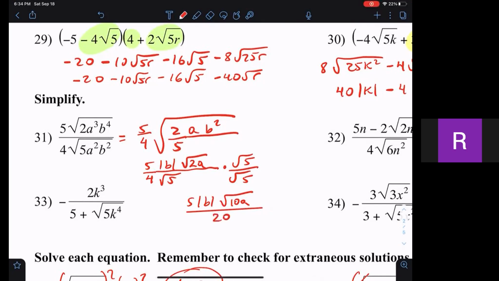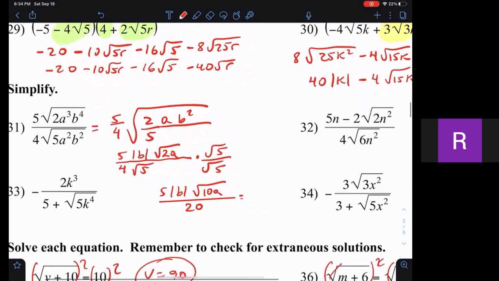And now we can simplify the numbers again, right? So that's going to be the absolute value of b, root 10a, and this 5 over 20 becomes 1 over 4, right? Yeah, that should be the answer for 31. Let's see. Exactly, that's the answer. Okay. So let's continue.